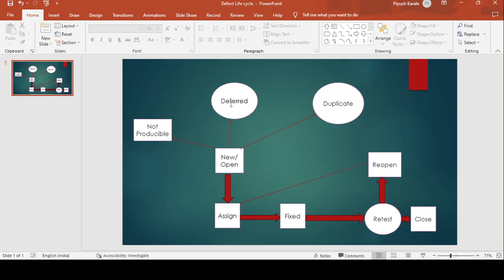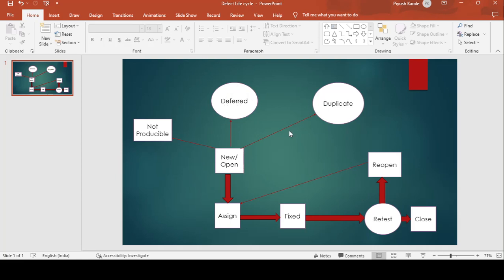Next is deferred. Deferred means the defect we assigned to the developer does not affect the system that much. It is not a major defect, it is a minor defect which will not affect the business flow of the application. In that case the developer makes the status deferred. Deferred means they will release the fix in the next release or upcoming build.